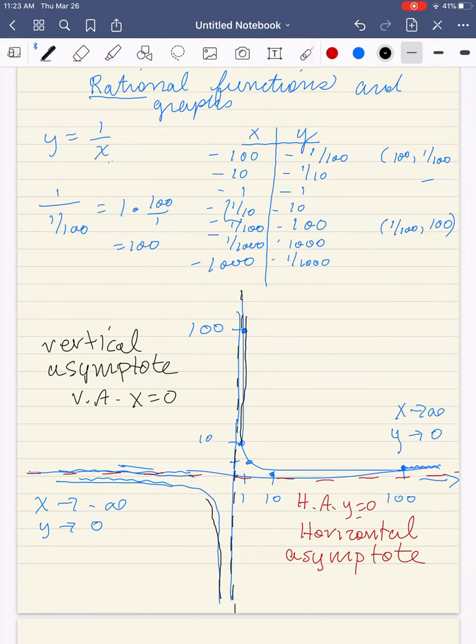We're going to talk about vertical asymptotes as a lesson, and then the next lesson will be horizontal asymptotes, and then we're going to talk about some special things that can happen on rational functions called holes. That will be our next lesson after that.